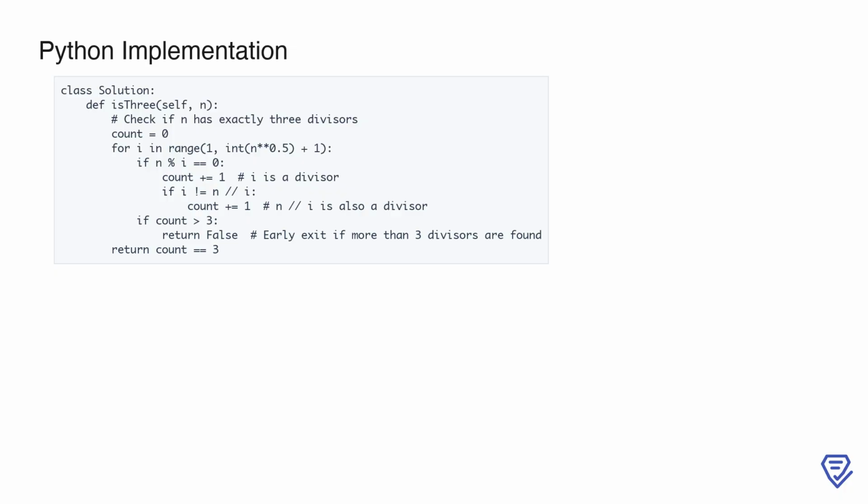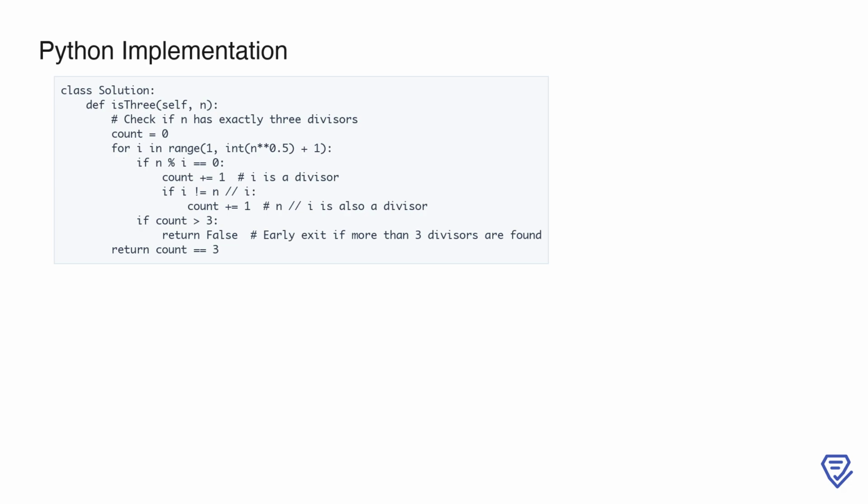The function is3 iterates over the range of potential divisors from 1 to the square root of n, inclusive. For each i, it checks if i divides n evenly. If it does, i is counted as a divisor, and the corresponding factor n // i is also considered unless i equals n // i. If at any point the divisor count exceeds 3, the function exits early by returning false.